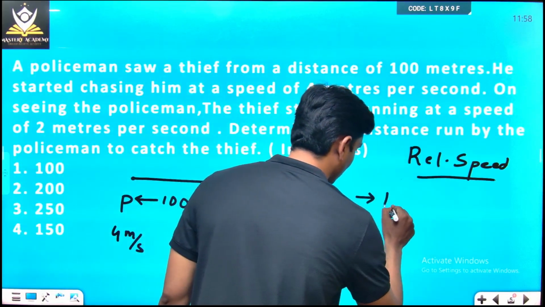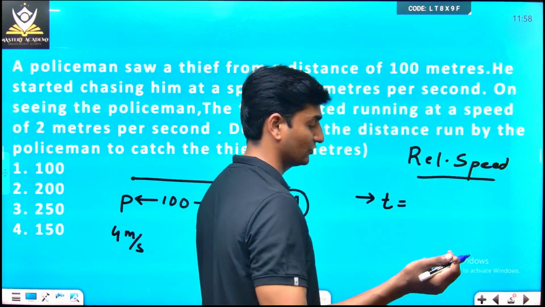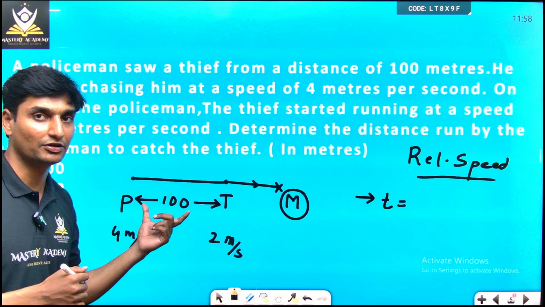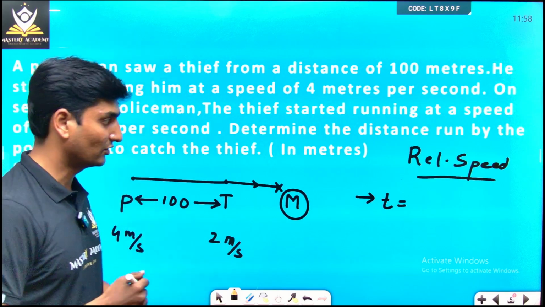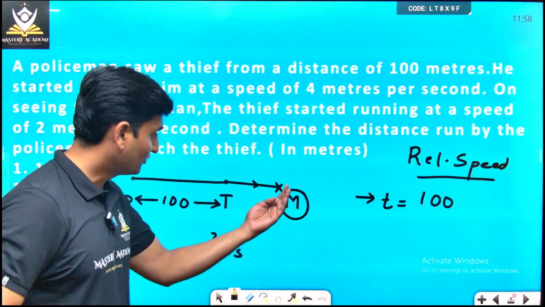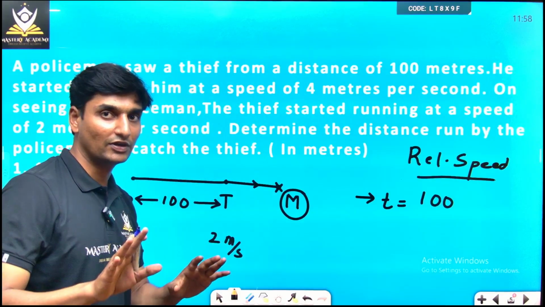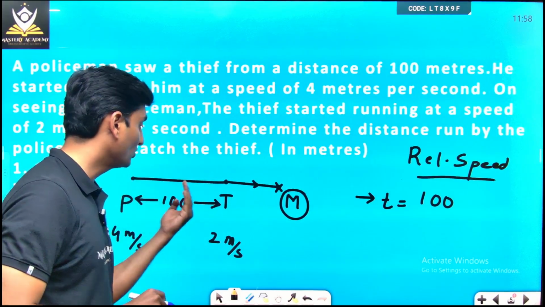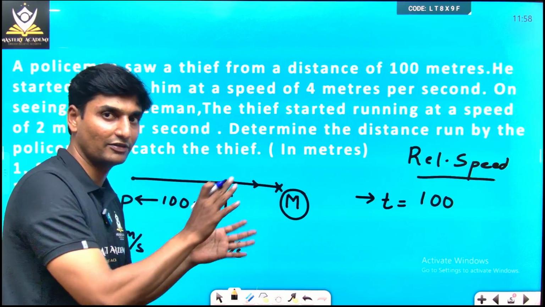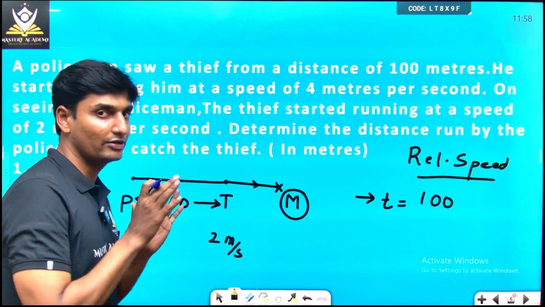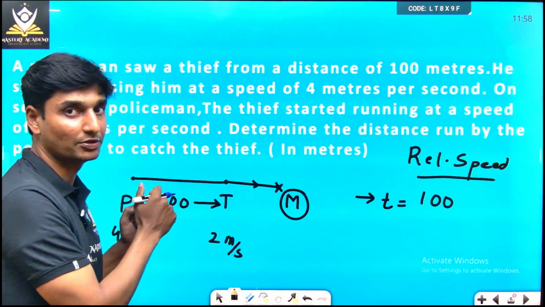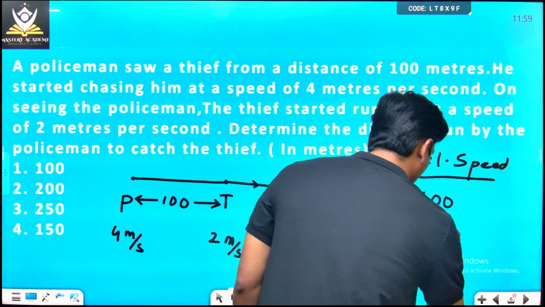So time is given by what, guys? Distance upon speed. Distance here is going to be, remember, 100 meters. The policeman has to cover 100 meters. Yes, there is the total distance, but the policeman only needs to overcome 100 meters. Apart from that, his speed is larger, so he will definitely catch him. The policeman at relative speed will have to cover this much distance, 100 meters. So 100 meters divided by speed.